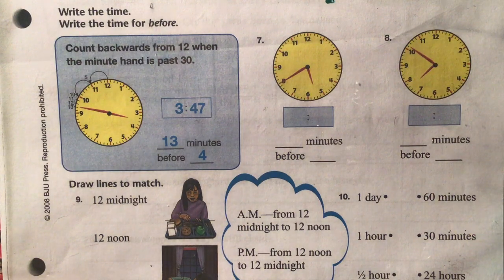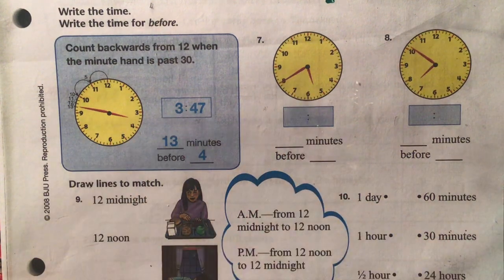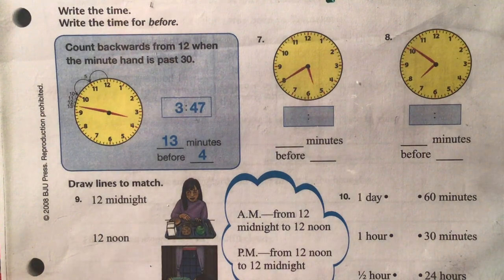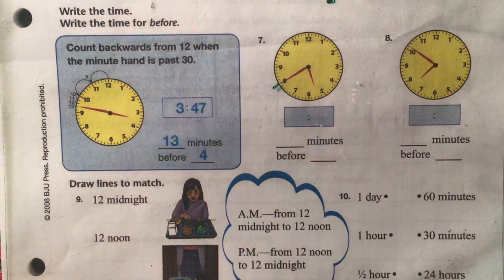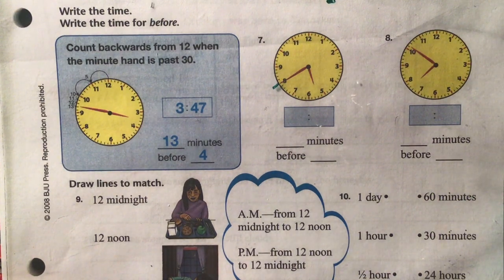All right, that seems okay. It's a little harder to do. The nice thing about this first one is that the minute hand is actually on one of the big numbers, so that will make it a little bit easier for us. The first thing you really need to do is determine what is the digital time.